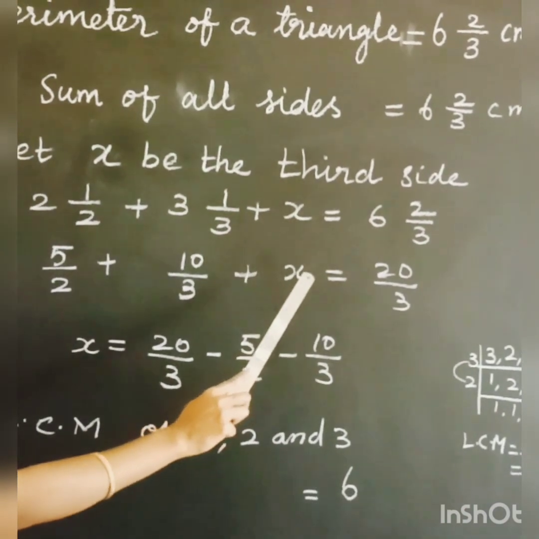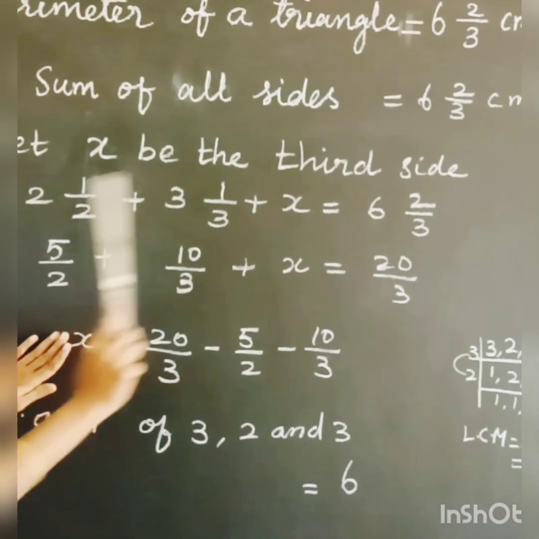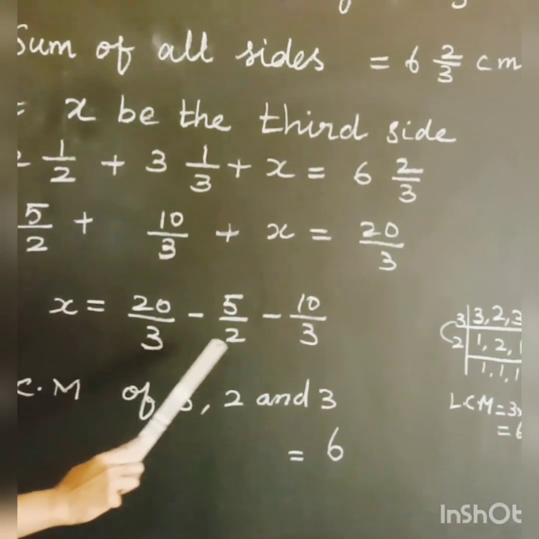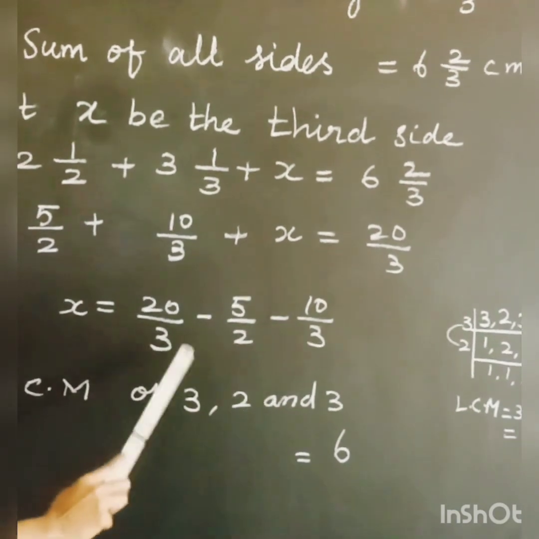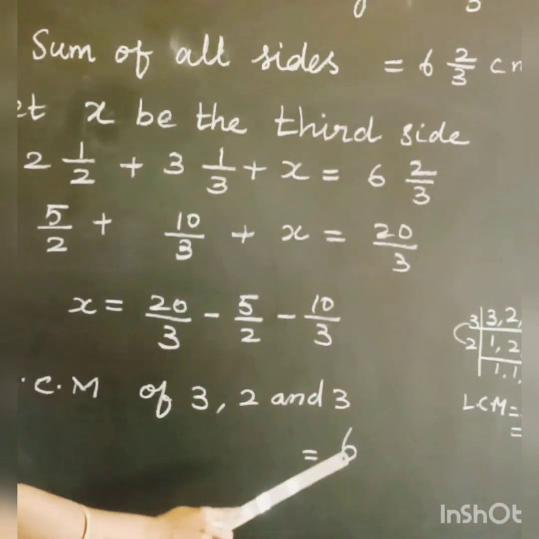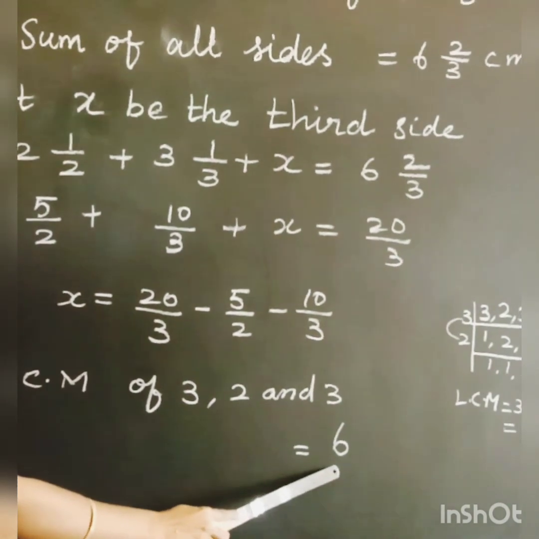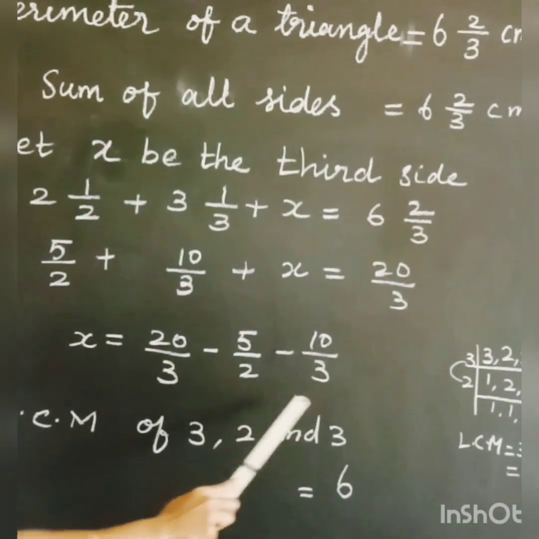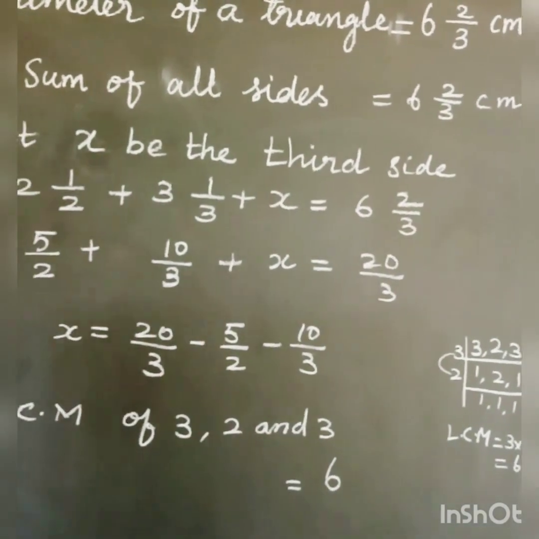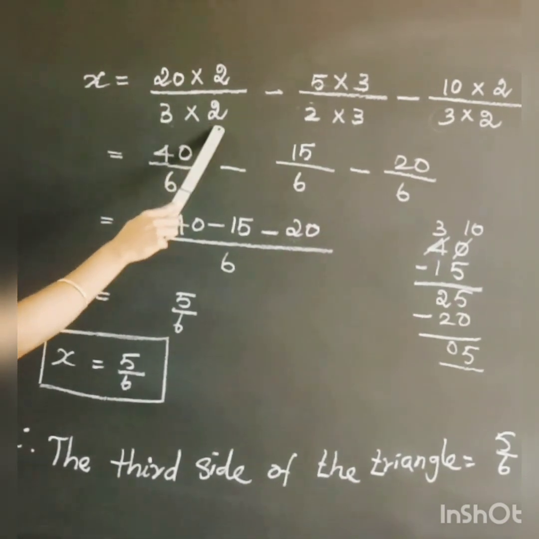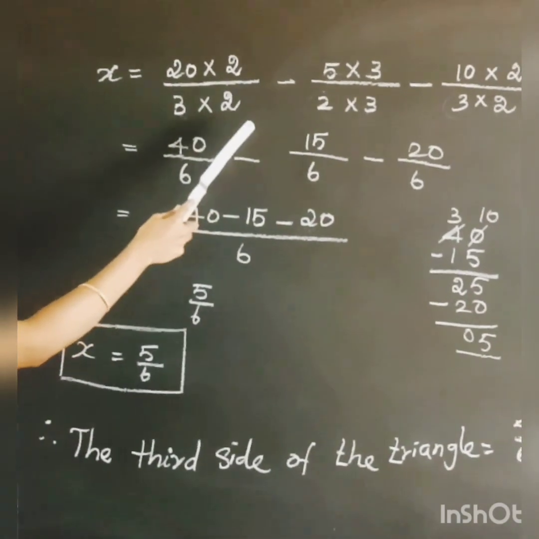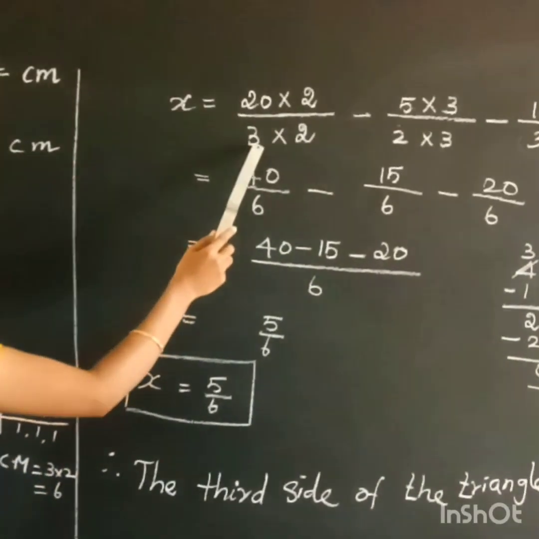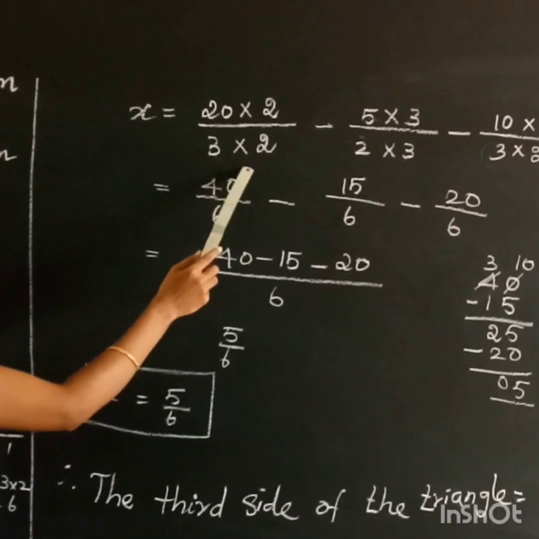So x, keep it on your left hand side, and the remaining fractions you move to the right hand side, plus becomes minus. And then see that the denominators of the fractions are not the same, so we have to take the LCM of these values and get the answer 6. And then we change the perimeter denominator to 6. The denominators are not the same, so which number is possible in the 6 table? Now see, we have to change to 6, isn't it?